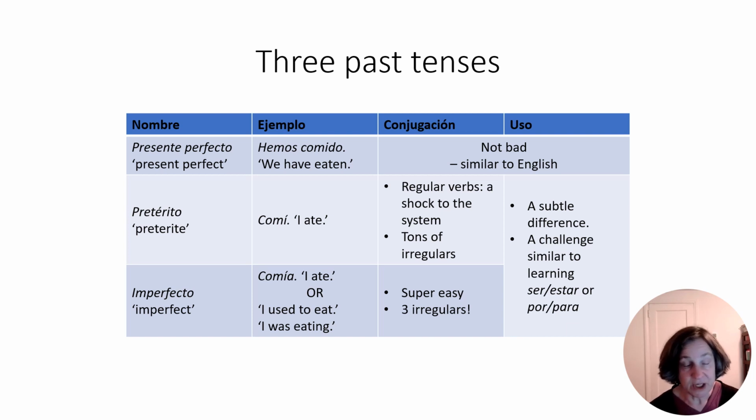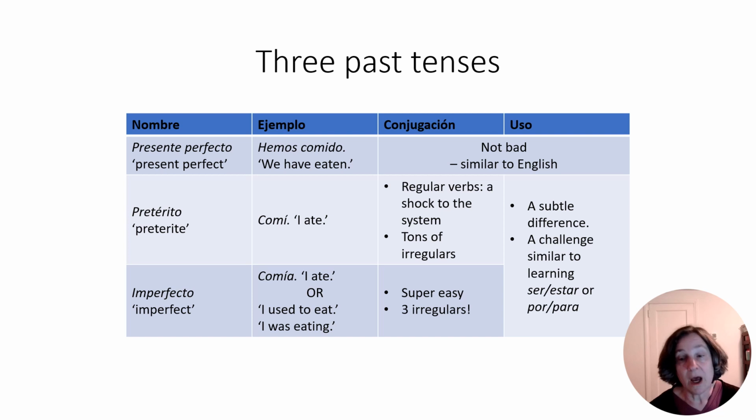In contrast, the imperfecto, like comía, which you can translate either as I ate, or I used to eat, or I was eating, is super easy to conjugate with only three irregulars. So the real challenge with the imperfecto is knowing when to use it versus the pretérito, because there's a subtle difference in how you use the two tenses.